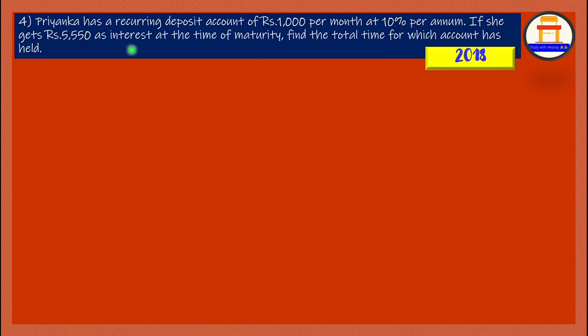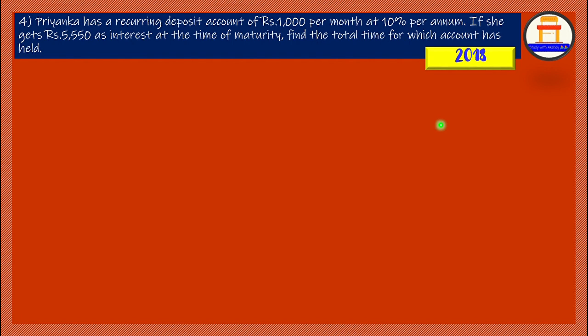Priyanka has a recurring deposit account of rupees 1,000 per month at 10% per annum. If she gets rupees 5,550 as interest at the time of maturity, find the total time for which the account was held. So n we are supposed to find over here, and even this question was given in the year 2018. Right. Let's start solving.